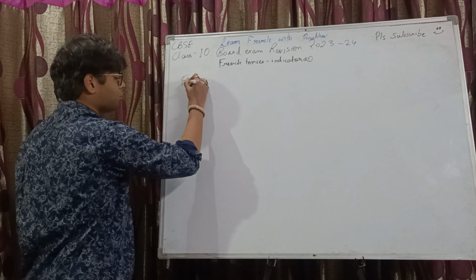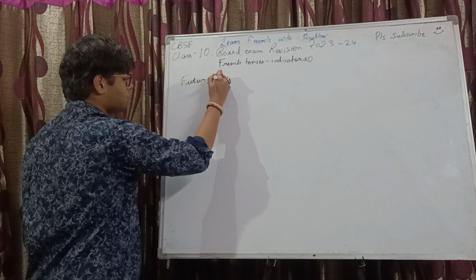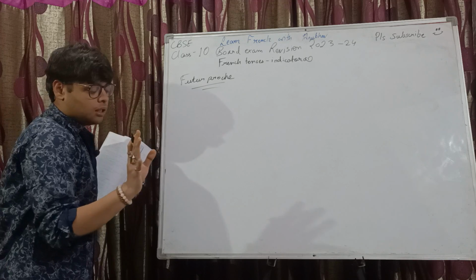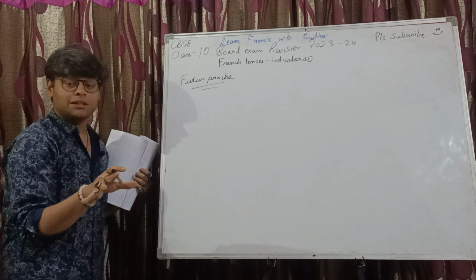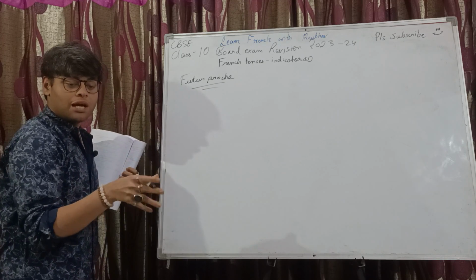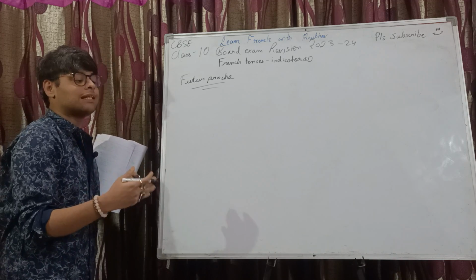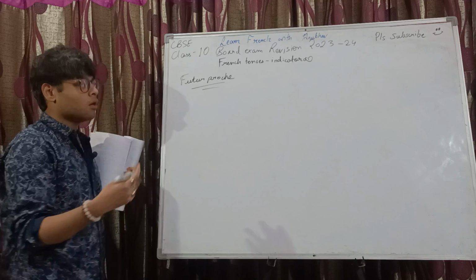First, we have futur proche. Now, futur proche is your near future, something that is about to happen. Of course, in your question, there has to be some expression to indicate that, okay, this thing is about to happen.